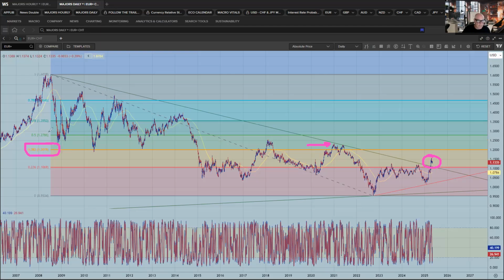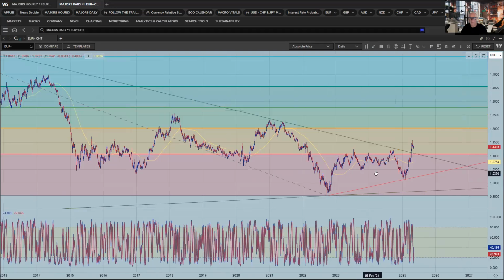120.19 is the 38.2. The 50% at 127.86. The 61.8 at 135.53 and so on. So you've got a roadmap as to where the euro could potentially go. Right? And this is a good thing to actually include on your charts, even if you're not looking to sell at those levels, right?